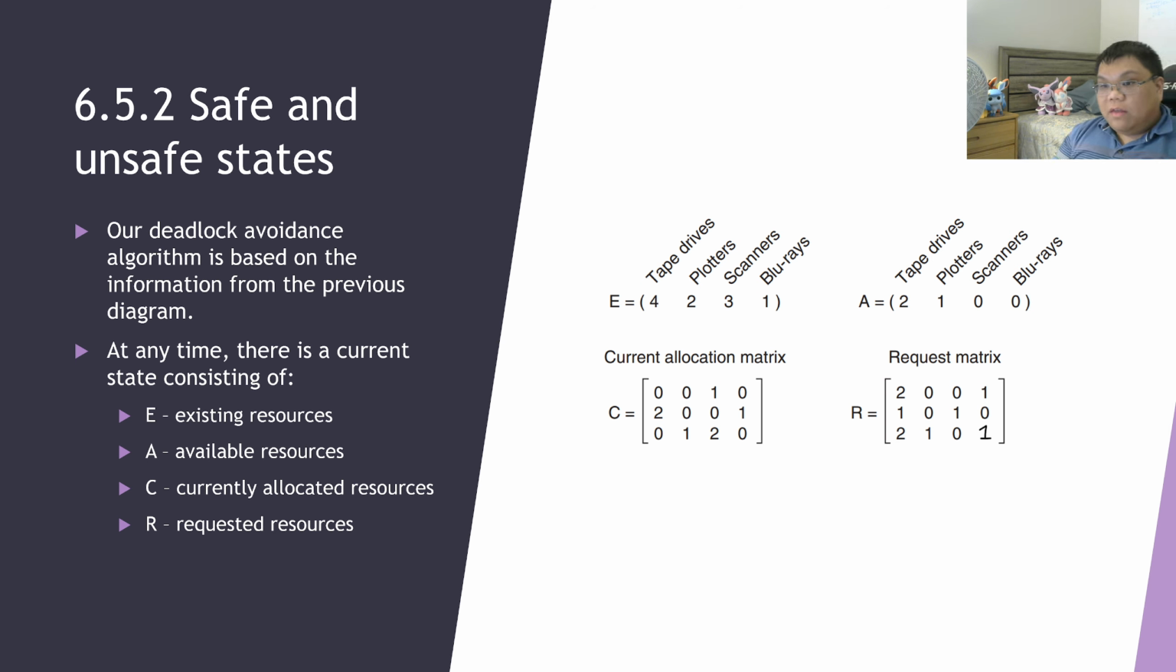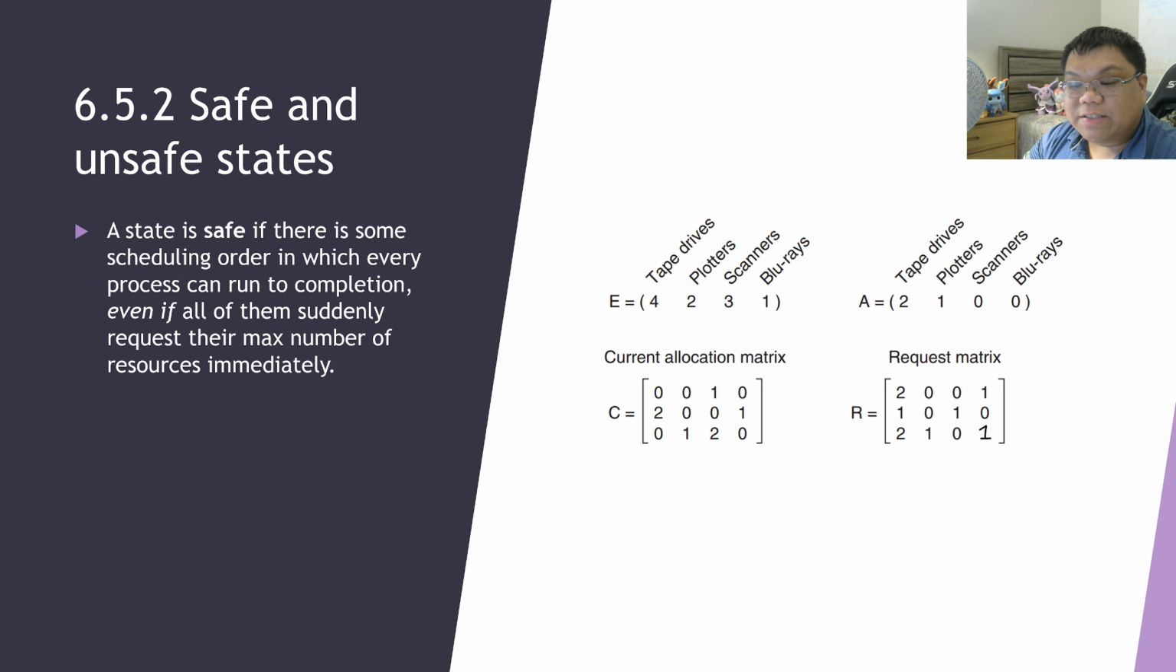So, our deadlock avoidance algorithm is based on the information from that diagram, and here we go. At any time during the system, there is a current system state consisting of the following data structures: E, A, C, and R, where E is the existing resources, A is the available resources, C is the currently allocated resources, and R is the requested resources, which sounds like our deadlock detection algorithm from before.